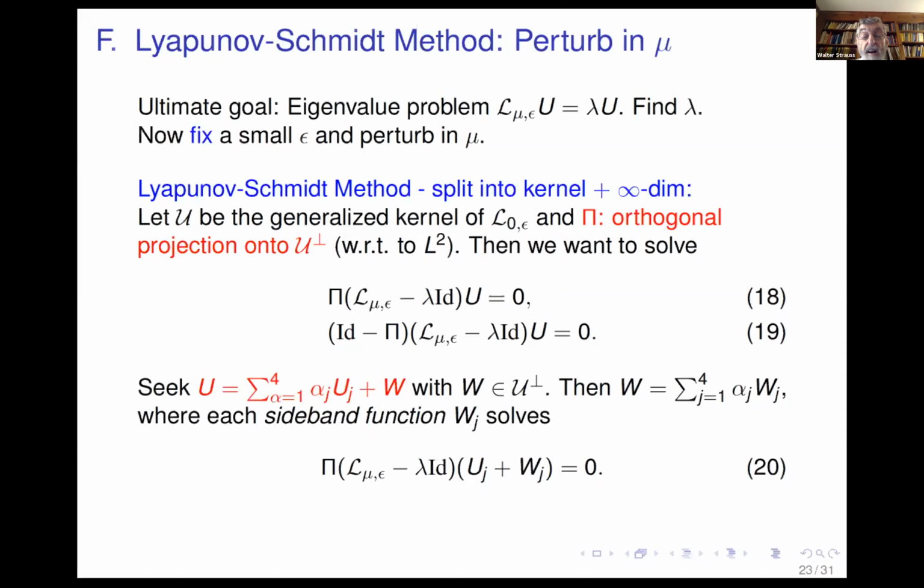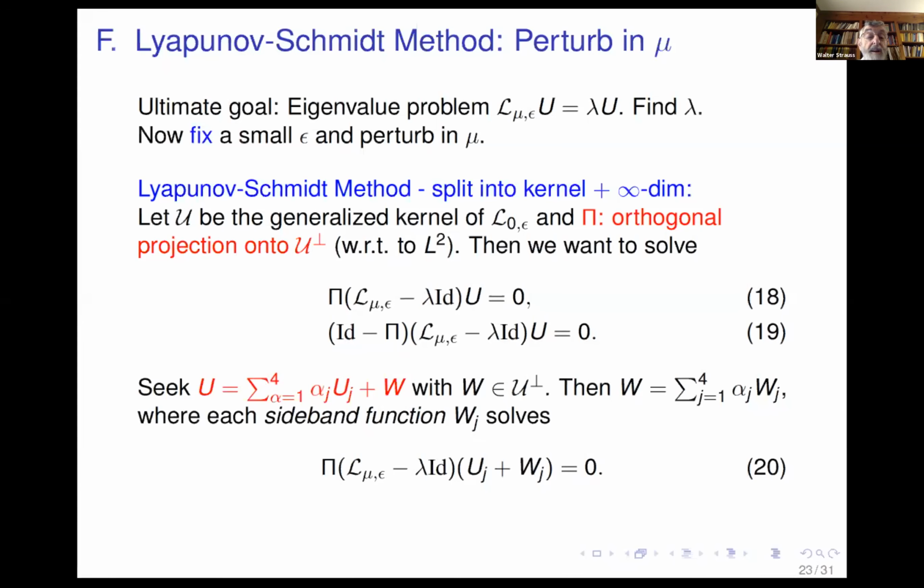And now we just write the equation, which is L minus lambda identity equals 0, into 2 parts. So the first one, 18, is the infinite dimensional part and 19 is the 4-dimensional part.